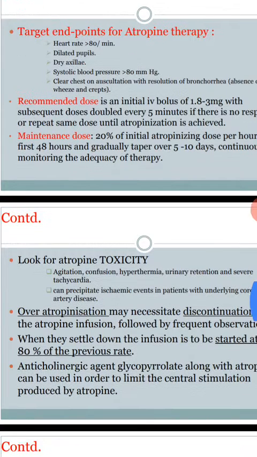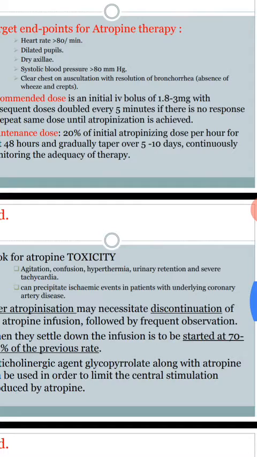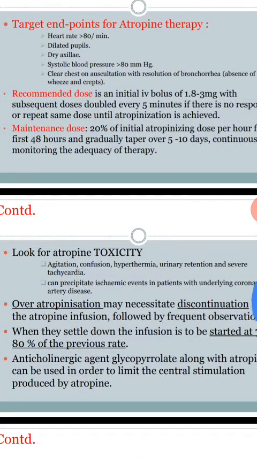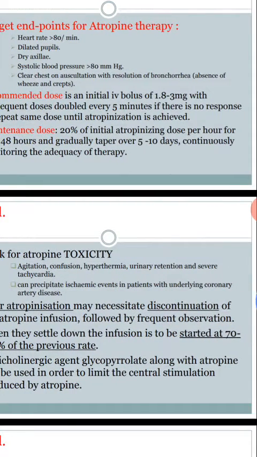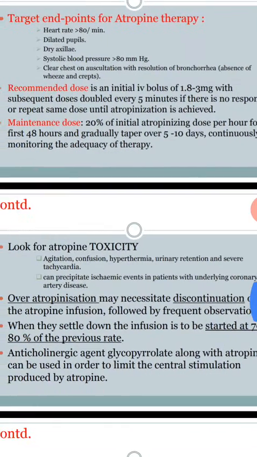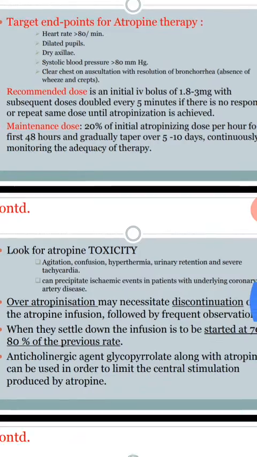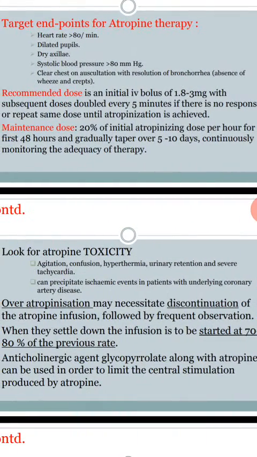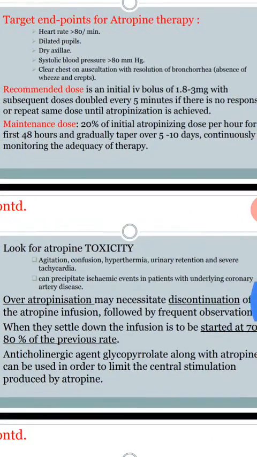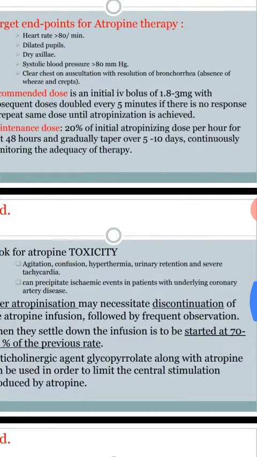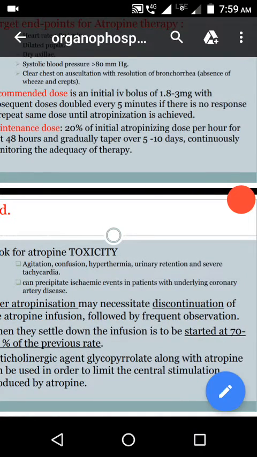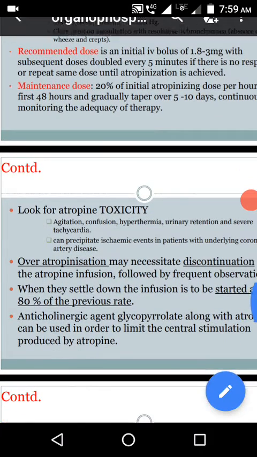Maintenance dose: 20% of the initial atropine dose per hour for 24 hours, gradually tapering over 5 to 10 days. Monitor for adequate therapy. Initially you administer 20% of the initial atropine dose per hour for 48 hours, and gradually decrease the dose over 5 to 10 days. So this is about atropine treatment.